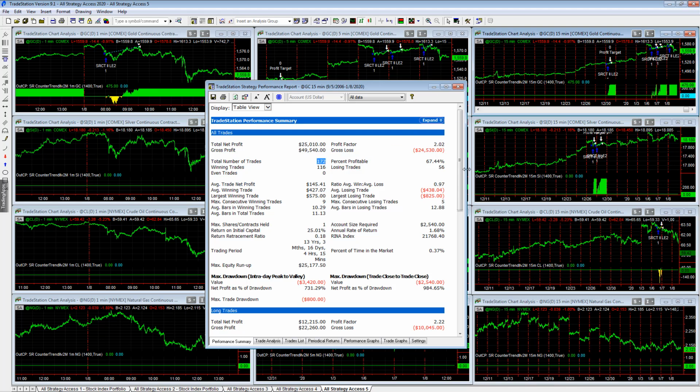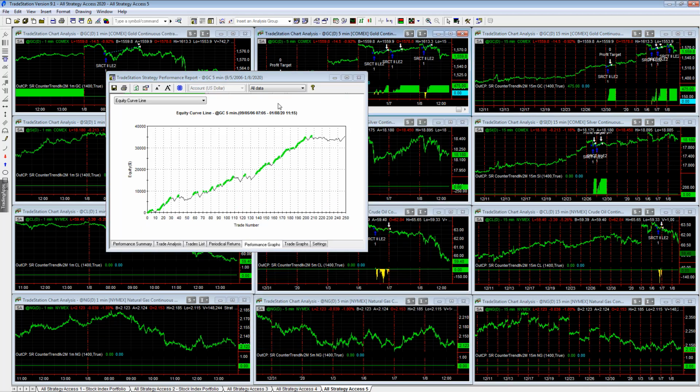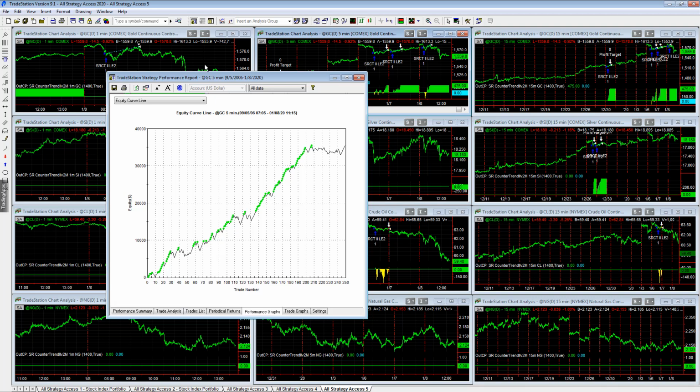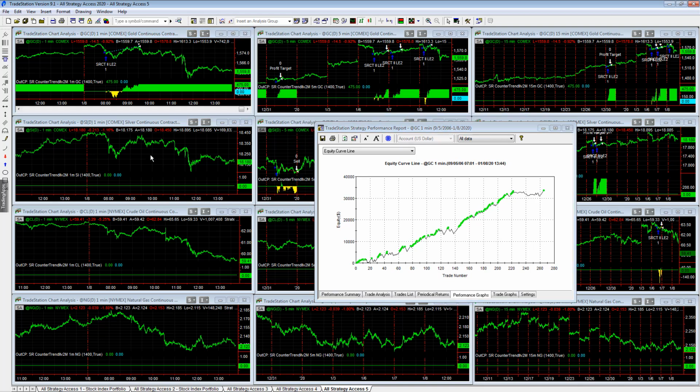It's low frequency, 172 trades since 2006. Low drawdown, 25.40. And again, this is with slippage and commission. It's at an equity peak here. Here's the 5 minute moving towards an equity peak, and the 1 minute at an equity peak. So gold is one of the favorite setups to trade this.